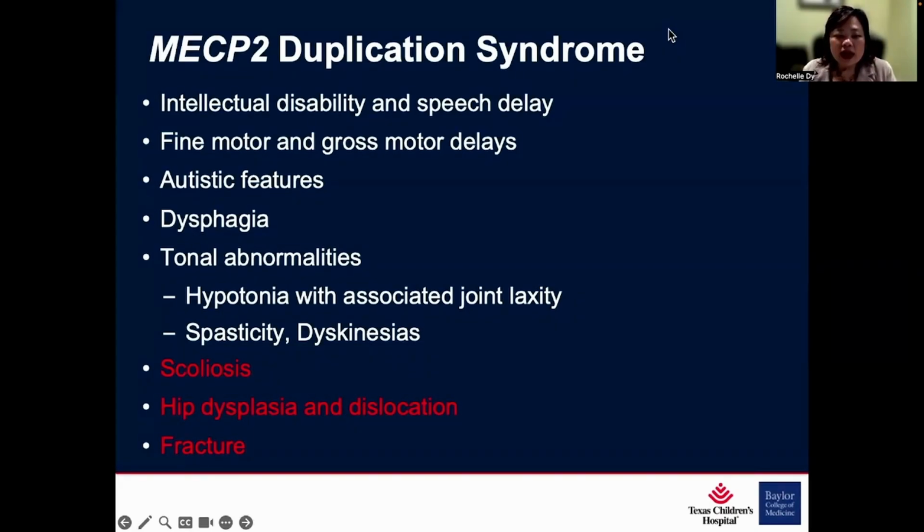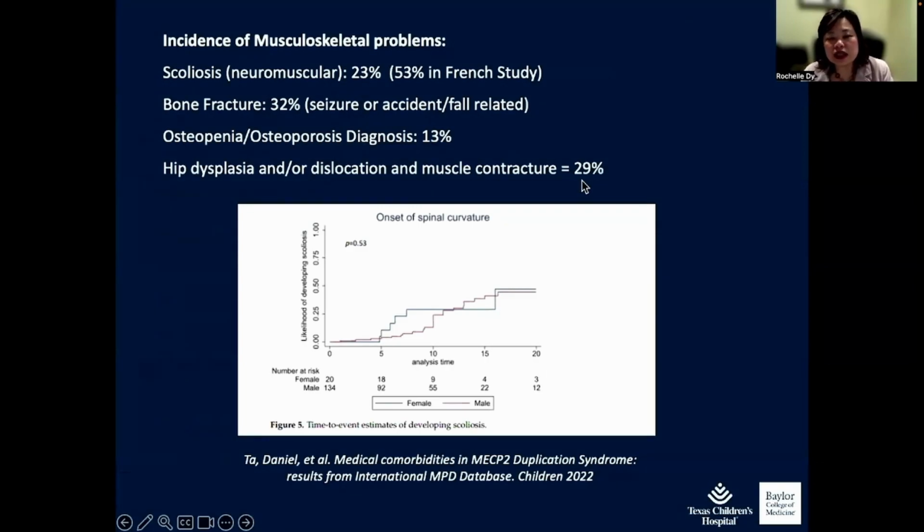We also see musculoskeletal deformities or problems over time, particularly scoliosis, and also some hip dysplasia and dislocation, and also fractures. As we see the incidence of musculoskeletal problems, as was reported by Danielle Ta and colleagues in a recent publication in Children, they have shown that the incidence of neuromuscular scoliosis, which we see in these children, is about 23%, and it had been reported earlier to be higher than that in the French study. This is likely because the patients in their cohort were older. So it makes sense that they would have a higher incidence of neuromuscular scoliosis, because we see this more often as a child enters puberty age.